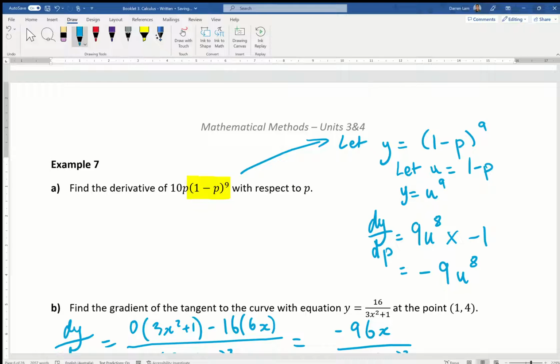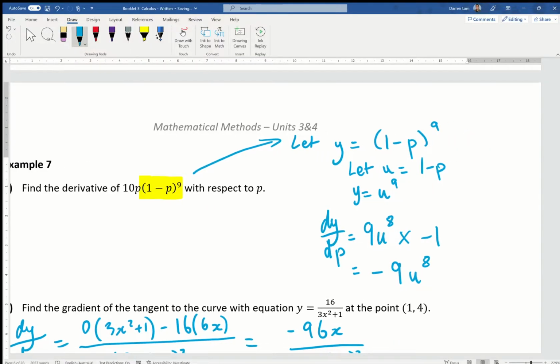There's a slight issue. And the issue is we have defined u ourselves, not the question. What we need to do is put it back in. We know that u equals 1 minus p. I'm just going to write equals -9(1 minus p) to the power of 8. I'm just substituting it back in. Any questions about that?